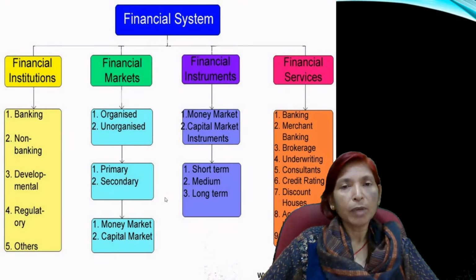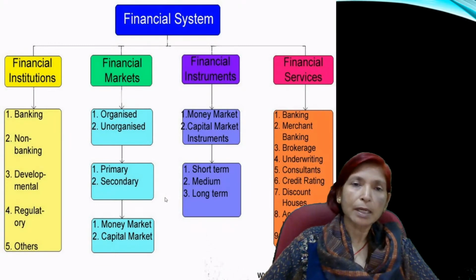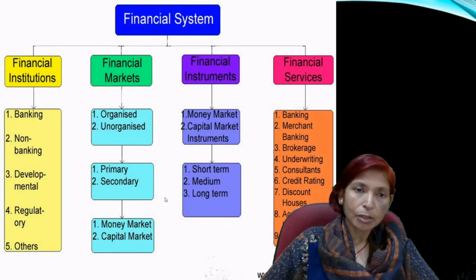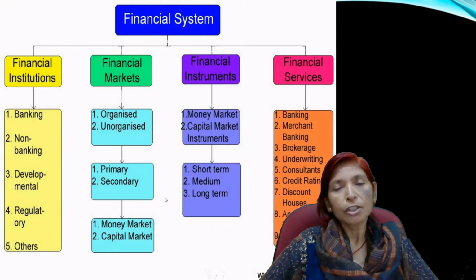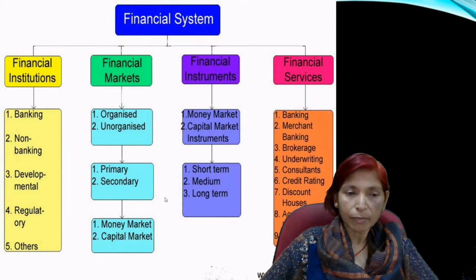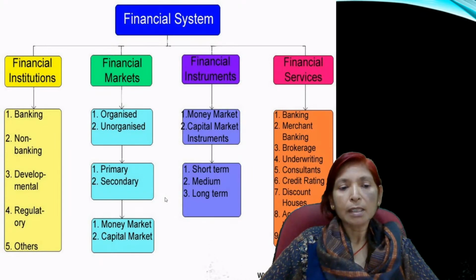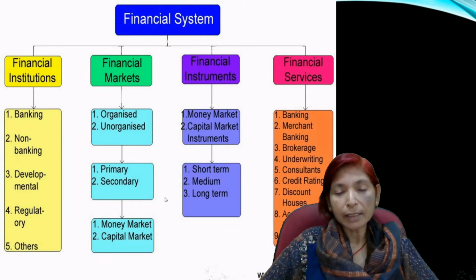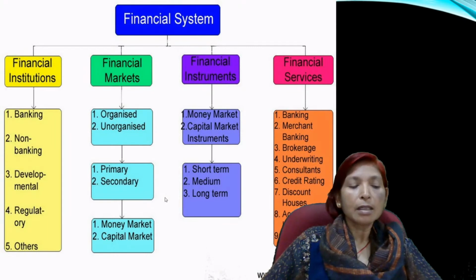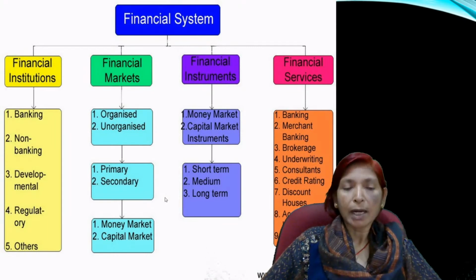A financial market may be primary, may be secondary. A financial market may be a money market or a capital market. You know, the money market deals with shorter time period funds, and the capital market deals with long time period funds. The primary market is that market which mainly performs the work of providing financial facilities, and the secondary market is the other form of financial market.